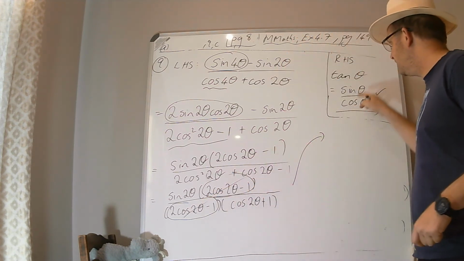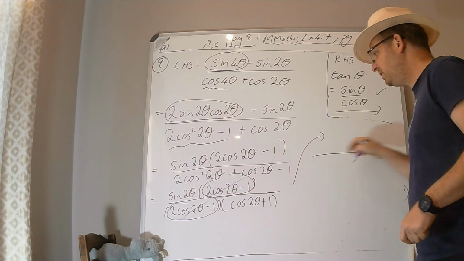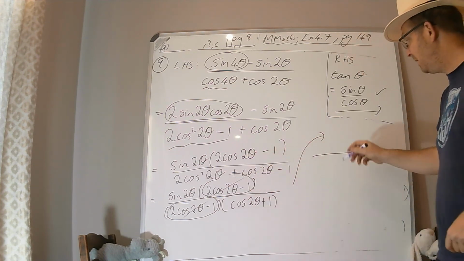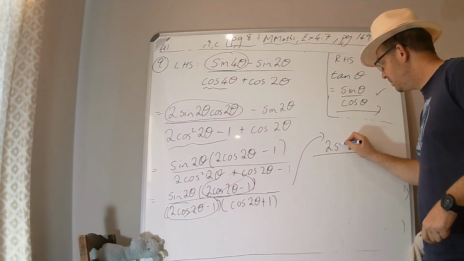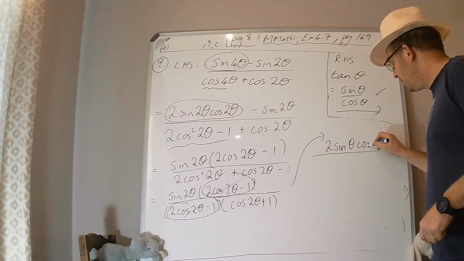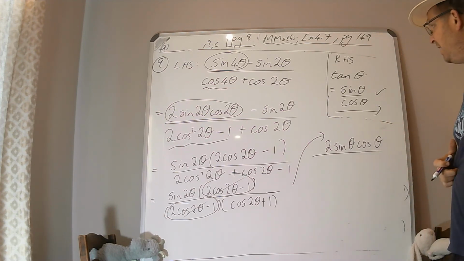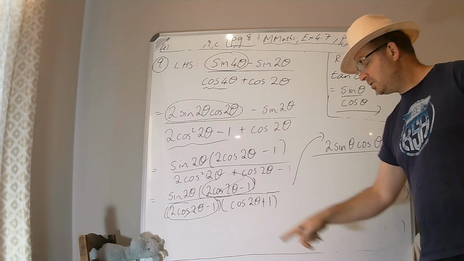So sine 2 theta, now I've got to get them to single angles. You see, by doing that, I start changing a whole lot of double angles. Sine 2 theta becomes 2 sine theta cos theta. Okay, no choice there.